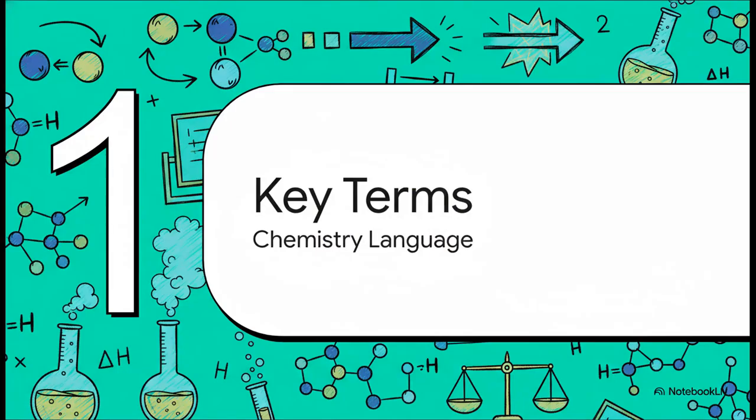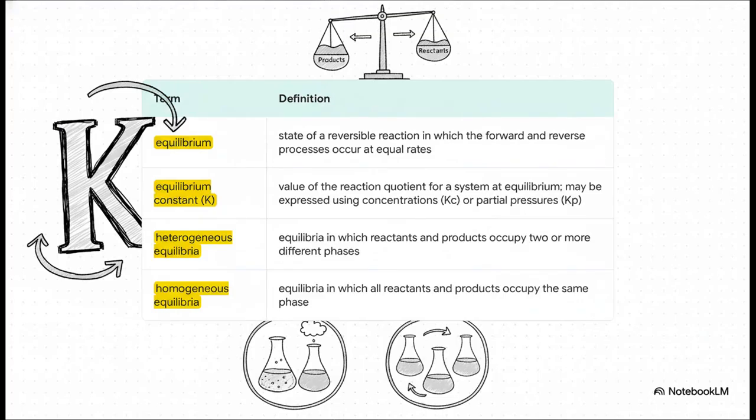Okay, so with that big idea in mind, let's dive into the specific language that chemists use. Getting these terms down is absolutely crucial. So here are our first four key terms. We've got the definition for equilibrium itself, and then we have terms that describe the types of equilibria, like homogeneous, where everything's in the same phase, and heterogeneous, where they're not. But the one to really pay attention to here is the equilibrium constant, K. Think of this value as a special snapshot of the ratio between products and reactants that only happens when the system is perfectly balanced. This is a great spot to hit pause and let these definitions sink in.